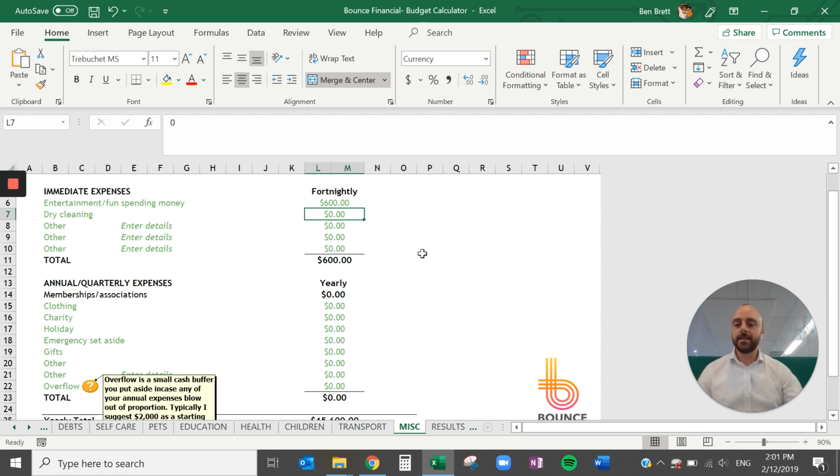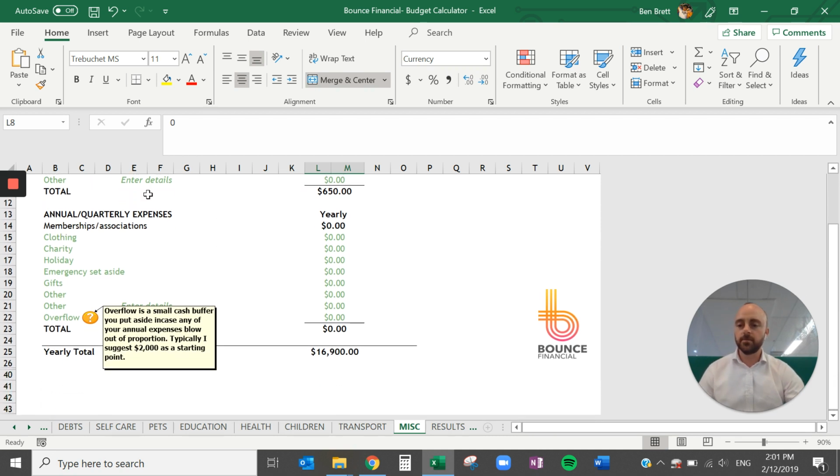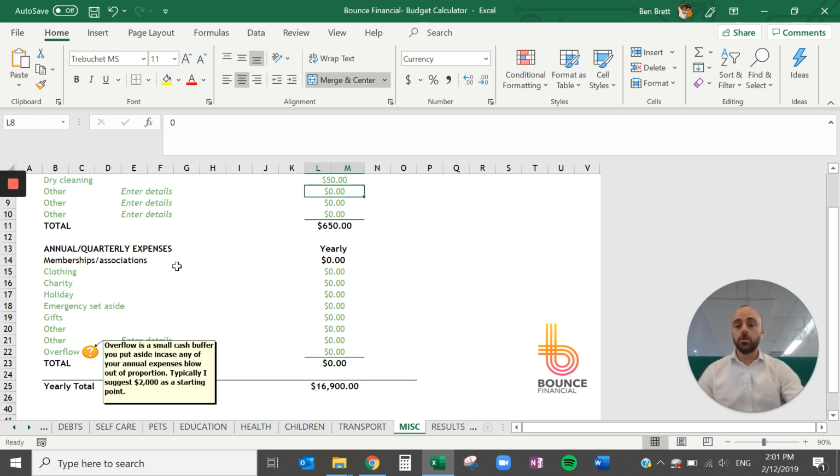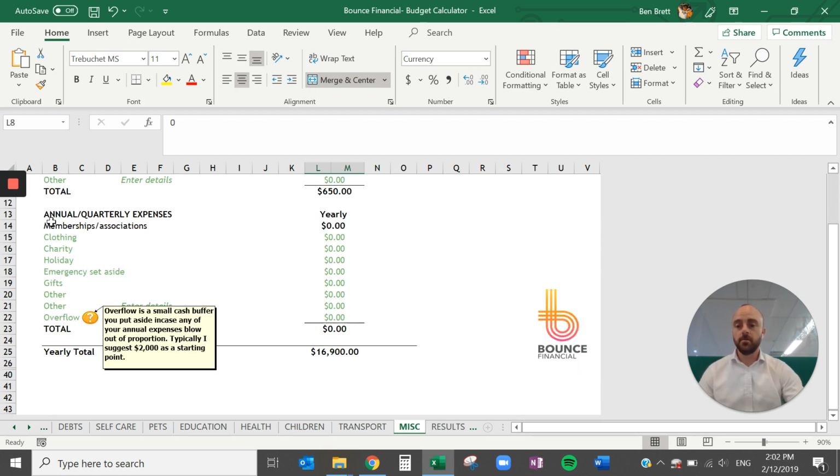We put in dry cleaning as well. So if you have to dry clean every fortnight, that's something that you need to be aware of. This is a more variable amount, so if you can plug in any details that are specific to you. Annual expenses, again, we've got prompts here, so whether you're a member or you've got any associations, this is good for your union expenses if that's something that comes up for you.